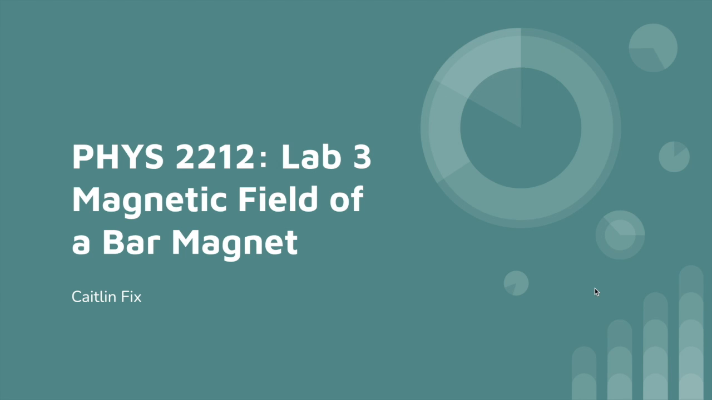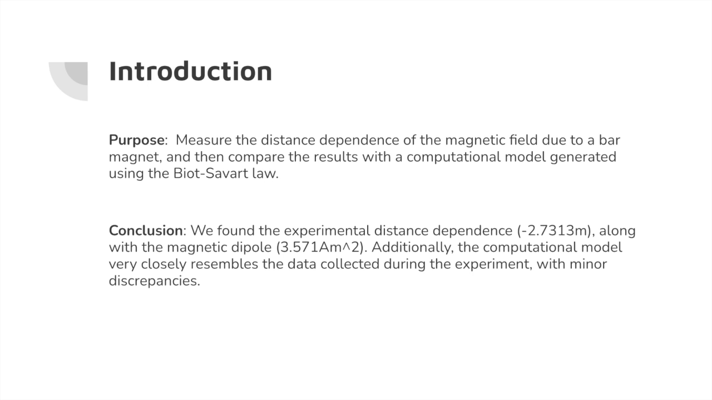Hello, my name is Caitlin Fix, and this is the third lab for Physics 2212, where we'll be analyzing the magnetic field of a bar magnet. The purpose of this experiment is to measure the distance dependence of the magnetic field due to a bar magnet. Then we will compare these results with a computational model generated using the PHYS law.